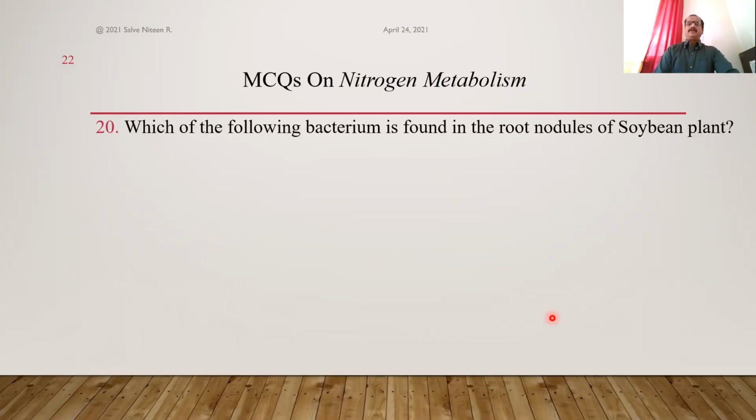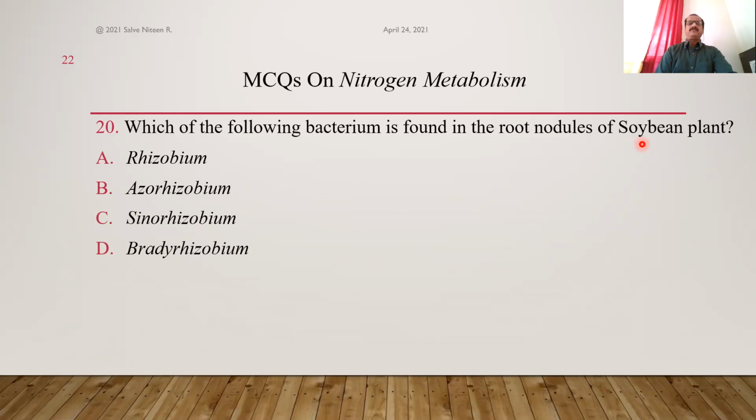Which of the following bacteria is found in root nodules of the soybean plant, which is a member of the Fabaceae, Leguminosae family? Now, in most of the Leguminosae, you know, there is an association of Rhizobium, but in the case of the soybean plant, instead of Rhizobium, there is another bacterium called Bradyrhizobium. So D is the answer here.